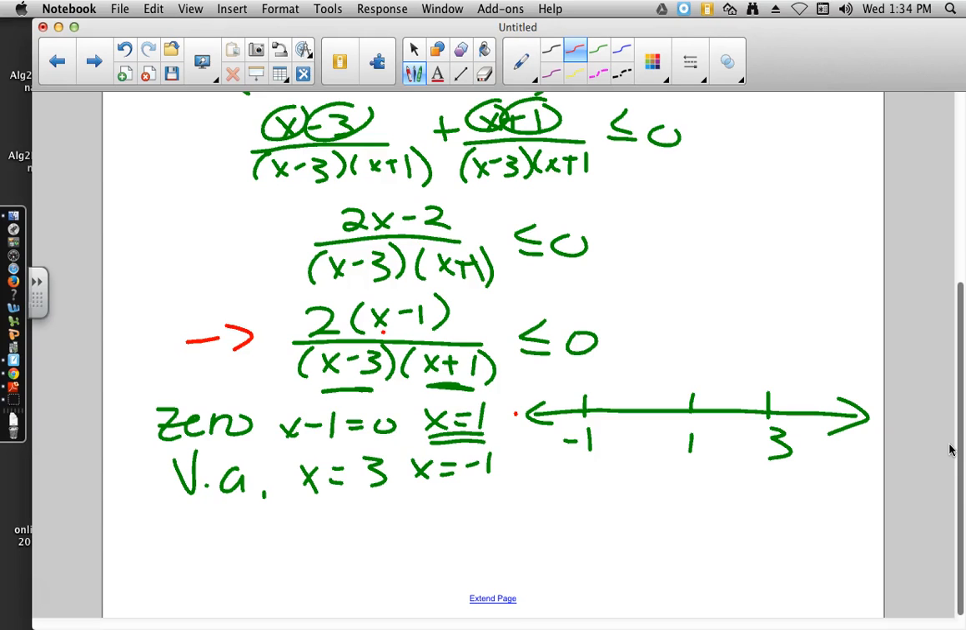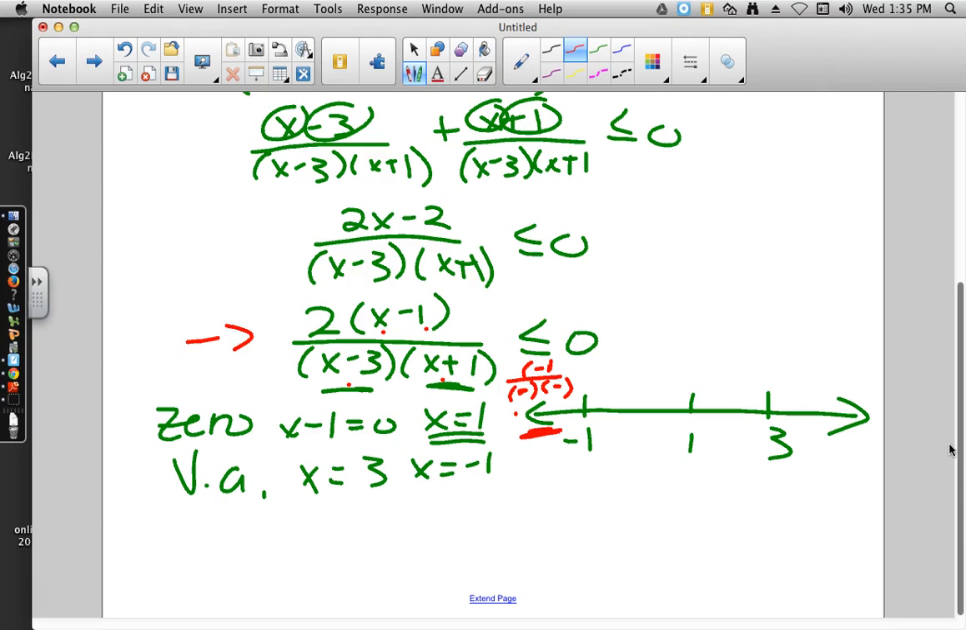If I put a -2 in here and subtract 1 and then multiply by 2, I'm going to have a negative result in my numerator. If I put a -2 minus 3, I will have a negative result. And if I put -2 plus 1, I will have a negative result. 3 negatives, that is an odd number of negatives. That is going to give us a negative result.